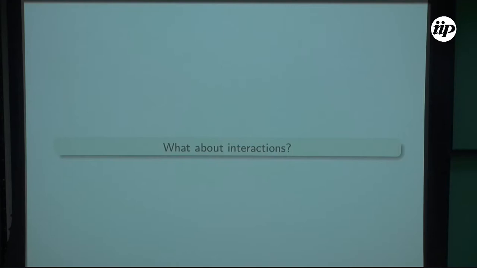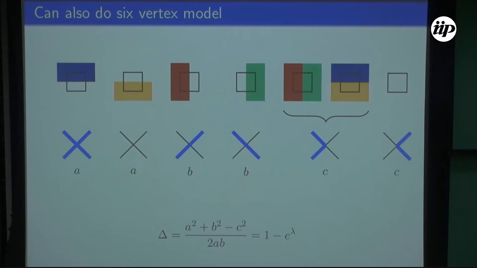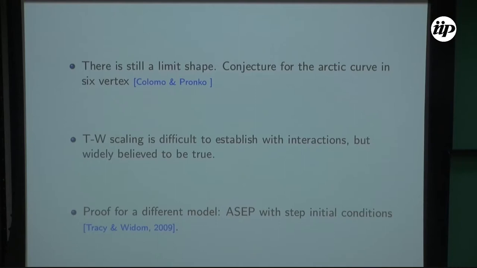Okay, and so that's related to what you were saying. You might say, well, what happens if I have interactions? For example, you can do simulations. Here I do the same dimer model and put attractive interactions, and the shape looks a bit different. But you can wonder what happens near the edge also. This is another simulation where I put different interactions. You can do that also in the six vertex model. I won't spend too much time on it, but there is a whole class of models where you can study this limit shape.